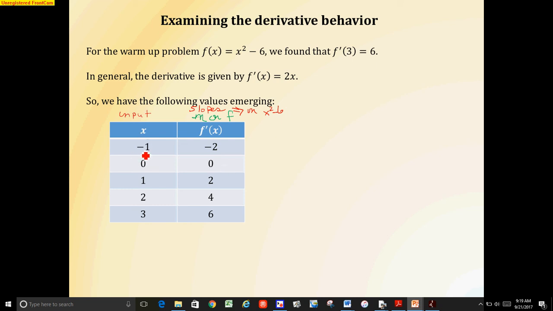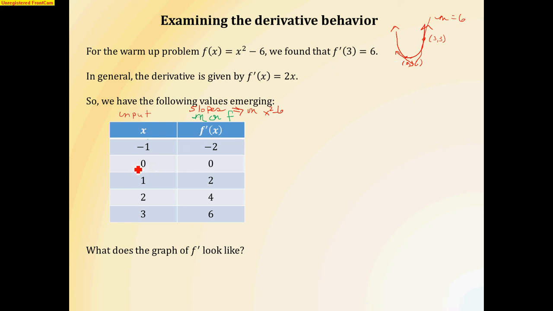So when x is negative 1, the derivative is negative 2. Does that make sense? Right? Remember we had, does it make sense? Now we drew the tangent line at 3, 3, right? And we got a tangent line whose slope was 6. Does it make sense that at negative 1, a slope would be negative? Does it make sense that at 0, the vertex, the slope of the tangent line there would be 0?